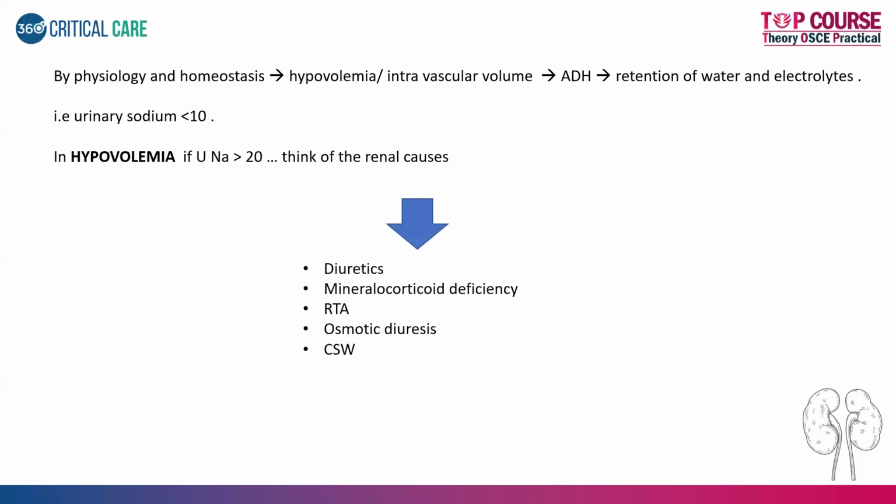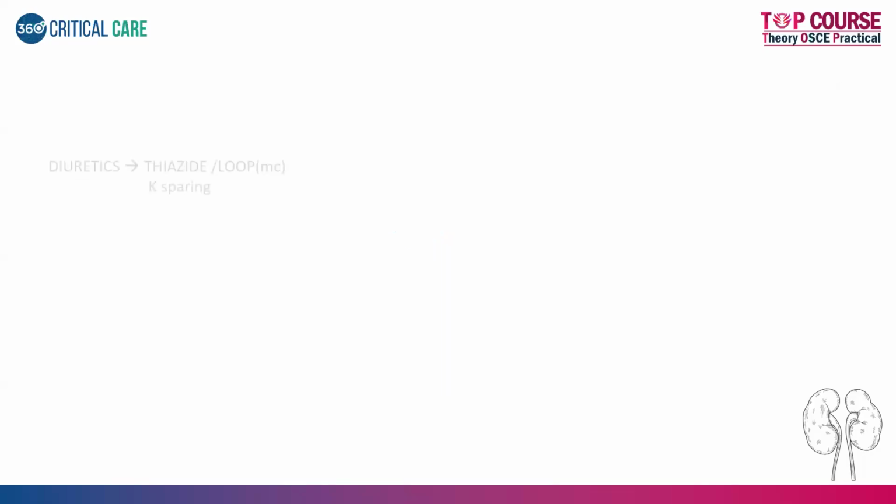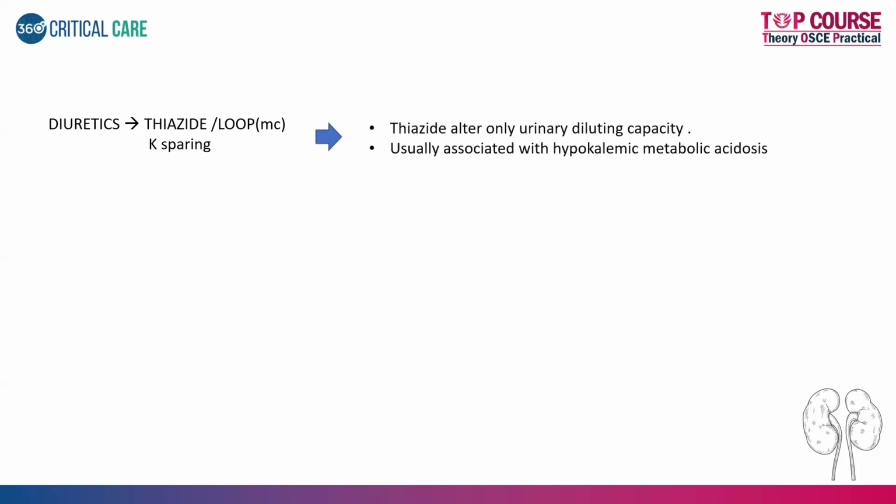So what are they? I've already mentioned to you. These are the issues. So coming to diuretics. Diuretics, as I mentioned, can be both thiazide or loop diuretics, which is the most common cause of hyponatremia. And the other type of diuretics is the potassium sparing diuretic. So what happens when there is diuretic induced hyponatremia? The urinary diluting capacity is usually altered. That is usually associated with hypokalemic metabolic acidosis.